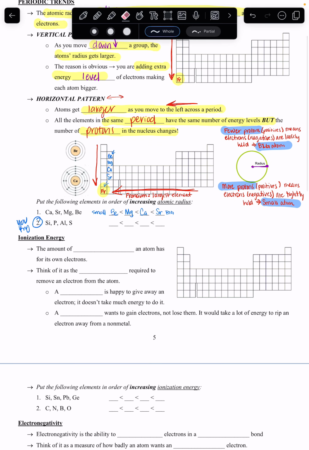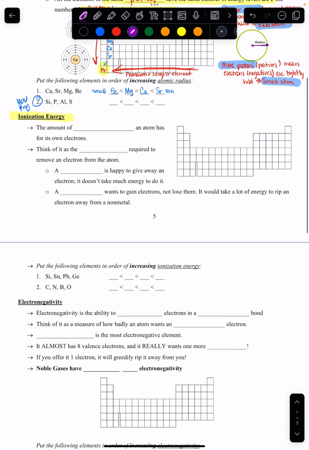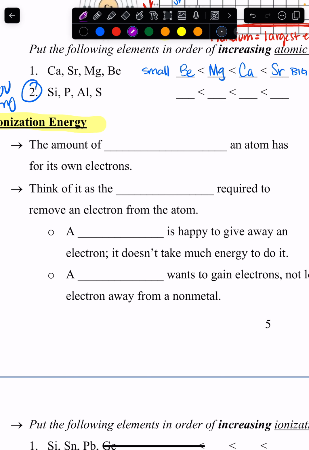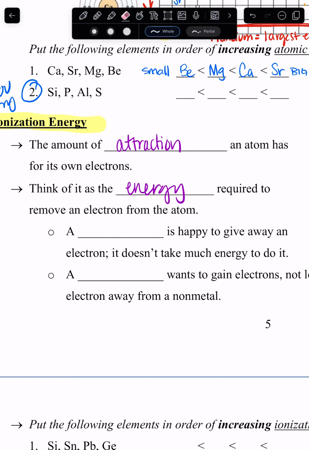Okay, my next pattern that I need to memorize is ionization energy. Ionization energy is like all eyes on me. I want to keep my electrons on me. It is the amount of attraction an atom has for its own electrons. So think of it as the energy required to move an electron away from the atom, to remove an electron from the atom. A metal is happy to give away its electrons. It doesn't take much energy to do it, whereas your non-metals do not want to give away their valence electrons.